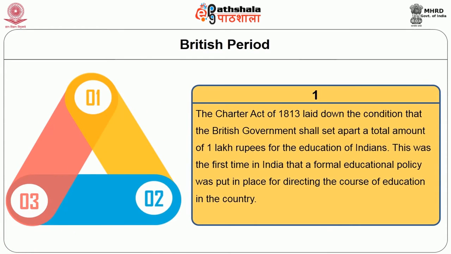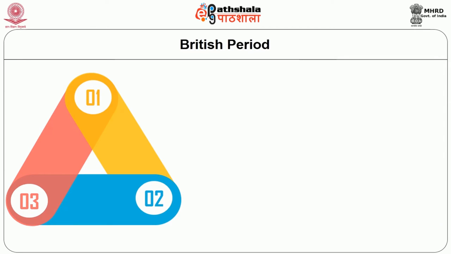The Charter Act of 1813 laid down the condition that the British government shall set apart a total amount of 1 lakh rupees for the education of Indians. This was the first time in India that a formal education policy was put in place for directing the course of education in the country.